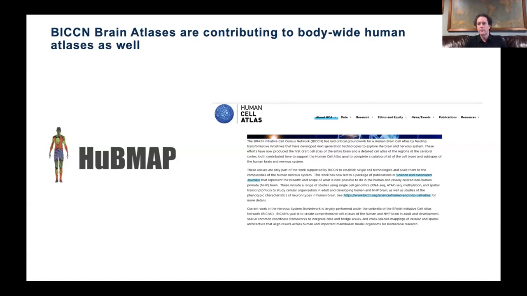And then finally, the atlases created for the brain by BICCN, and now BICAN, are also contributing to body-wide atlases as well. There are several other major efforts. One is the NIH-supported HuBMAP program. Another is the Human Cell Atlas program. They are trying to integrate efforts across the different organ systems to really create body-wide atlases. And these are really going to be catalytic, fundamental, foundational references for understanding both brain and body function and dysfunction in disease.